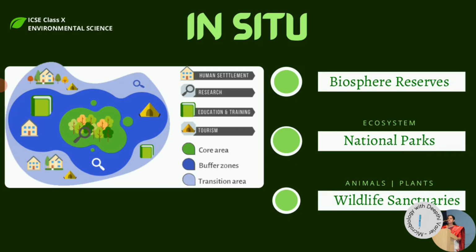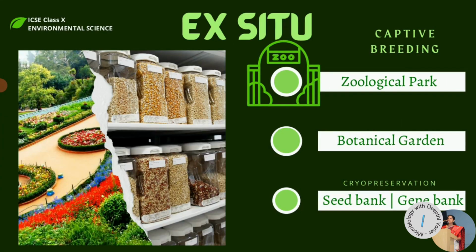So these are the different in situ strategies for conservation. That is, you're protecting the wildlife, you're protecting the biodiversity in their natural habitat. When you're protecting the biodiversity outside their habitat in a particular controlled environment, you make the environment. It's not their natural area. You make an environment and let them grow. That is called the ex situ strategy.